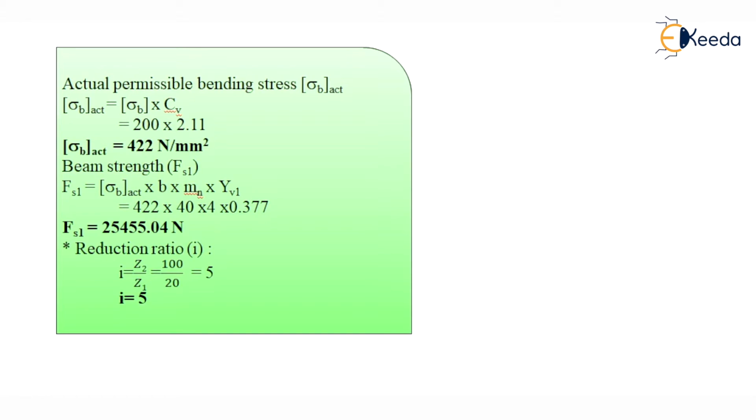Beam strength Fs1 is calculated with the formula Fs1 is equal to sigma B actual multiplied by B into Mn into capital YV1. So after substituting the value of B as 40, Mn as 4 and capital YV1 as 0.377, I get the answer for Fs1 as 25455.04 Newton. Reduction ratio I is calculated with the formula Z2 upon Z1. So I get the answer for I as 5 after substituting Z2 is equal to 100 and Z1 as 20.